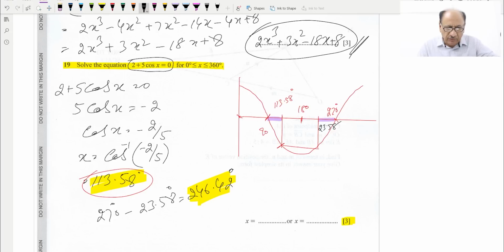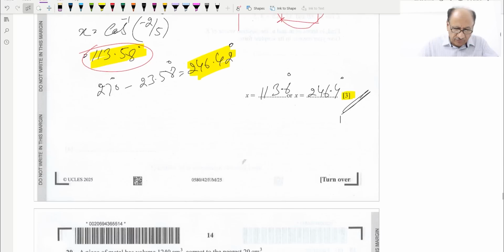This is within 360 degrees, so 113.6 we can write up to one decimal place, and 246.4 up to one decimal place. These will be the two answers which we have done.